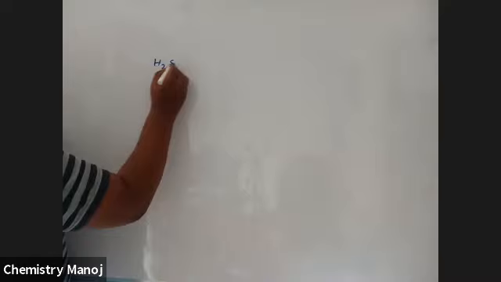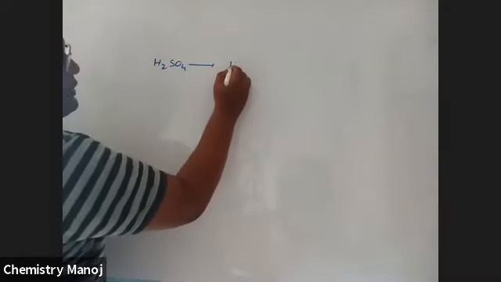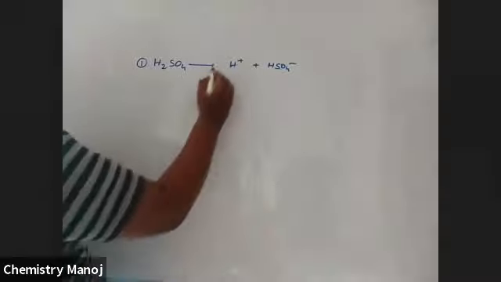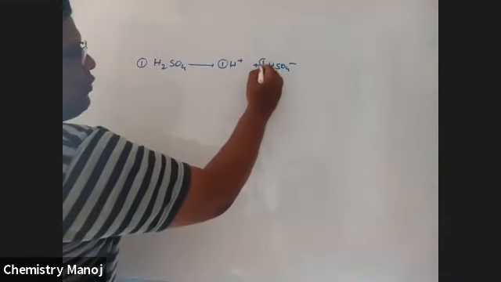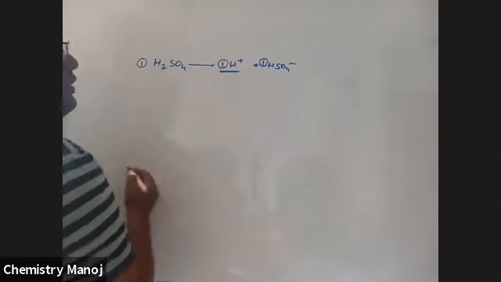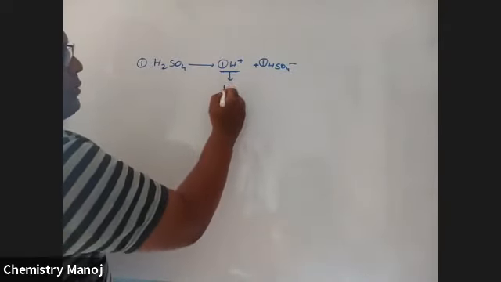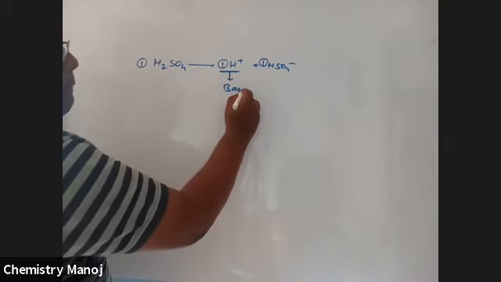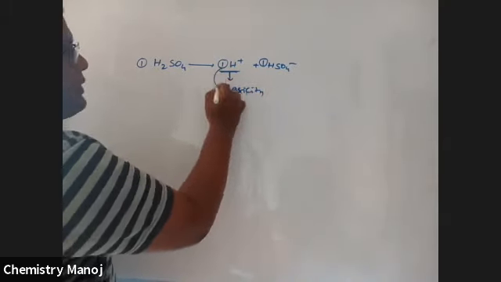For example, H2SO4. It splits into H plus ion and HSO4 minus ion. That means 1 mole H2SO4 gives 1 mole H plus ion and 1 mole HSO4 minus. How many H plus ions are released by this acid? Here 1 H plus ion. This is the basicity. Therefore, basicity is 1.